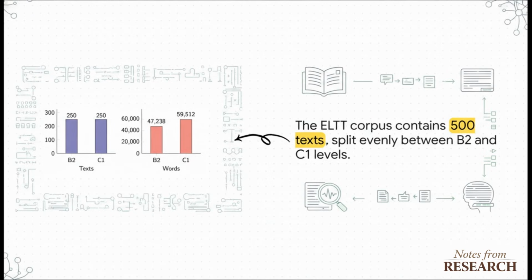To run this comparison, a human-authored corpus was put together, called the English Language Teaching Texts, or ELTT corpus, and this chart shows you its composition. It contains 500 texts in total, and you can see it's nicely balanced, with 250 texts from the B2 or upper intermediate level and 250 from the C1 or advanced level. This ensures a really solid basis for comparison across different stages of language learning.